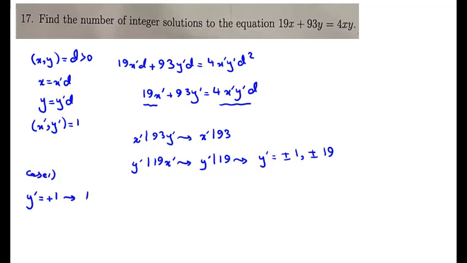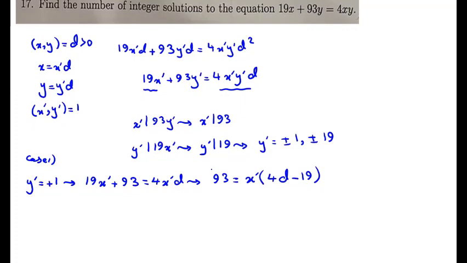Then if we replace here, 19x' + 93 = 4x'd. Now if we take this to the right-hand side and factor out x', we get 93 = x'(4d - 19). Now, 93 is what? It is 3 times 31. If you check, this number is 3 mod 4. So let me check 4d minus 19, which is 1 mod 4, because 19 is 3 mod 4, and negative 19 is 1 mod 4.